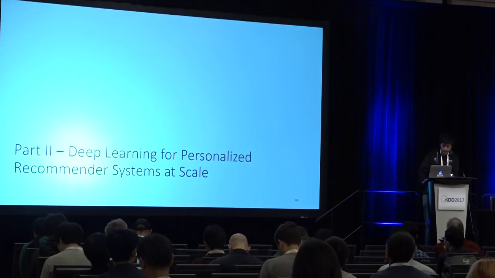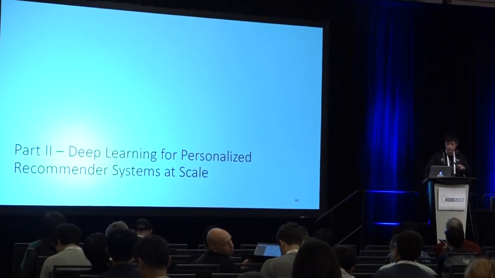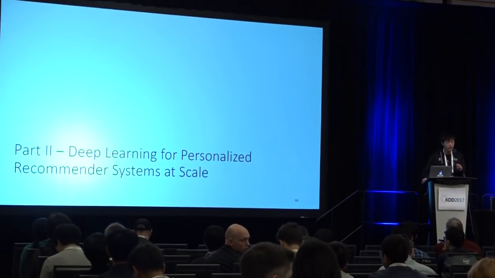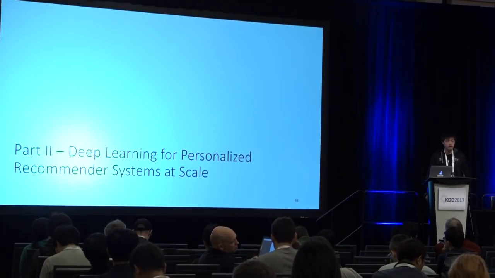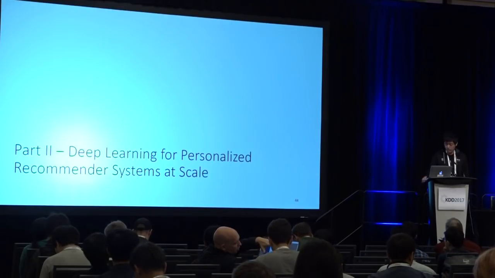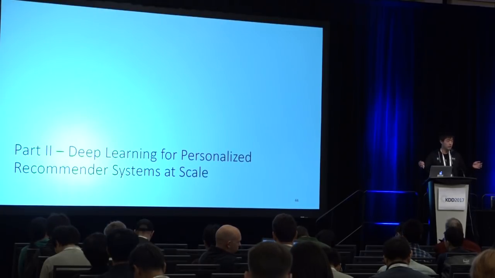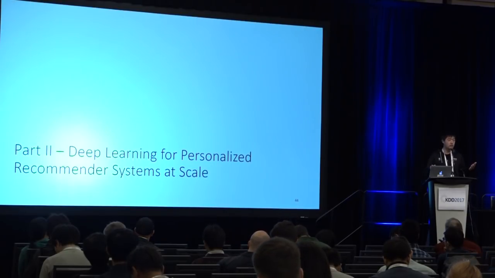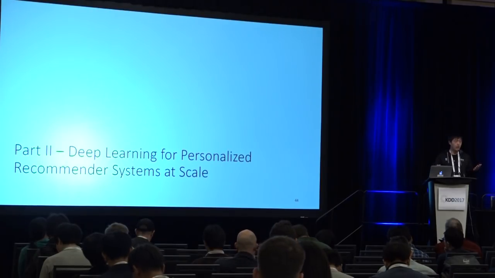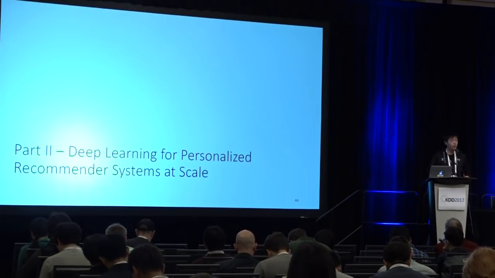I will talk about part two, which is deep learning for personalized recommender systems at scale. Why do we need this part? The reason is to set up a context for our case studies of job search and job recommendation at LinkedIn. We want to give a high-level overview about how, when we look at deep learning plus recommender systems or personalized search together, we set up a system architecture, and how we look at the whole problem as a whole, so that when we go to the case studies, everyone has some context.